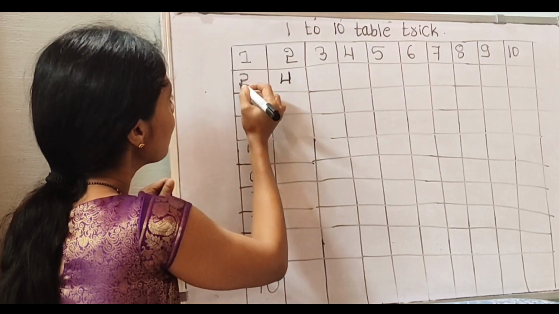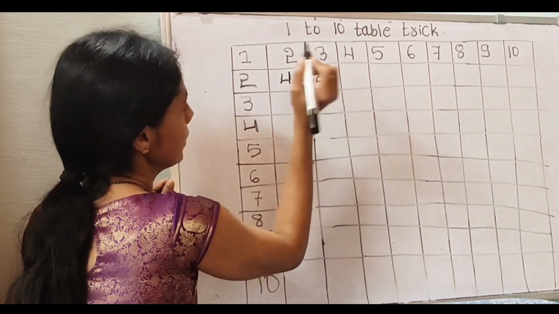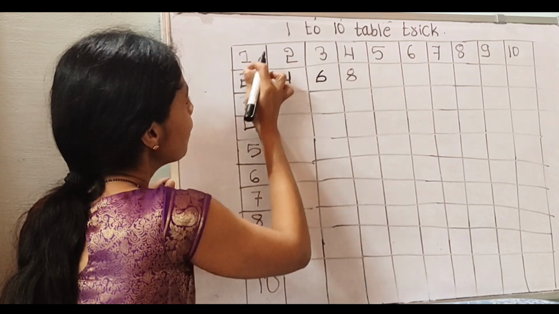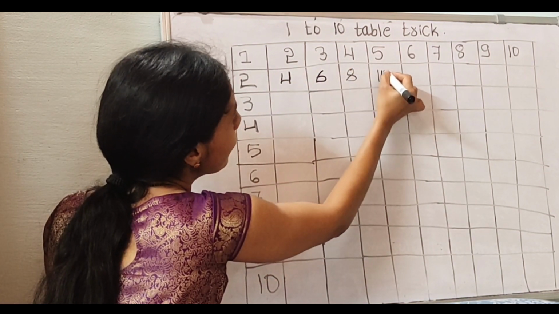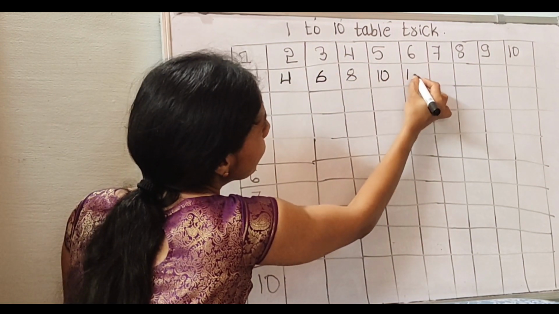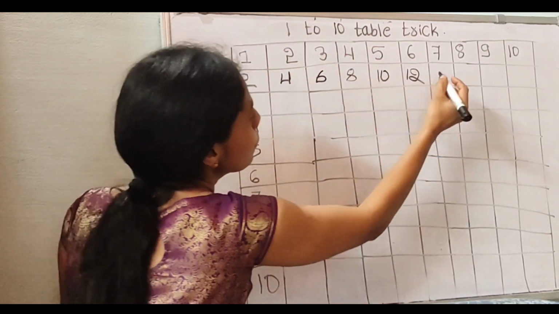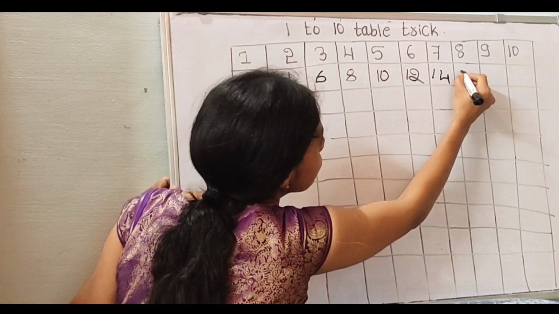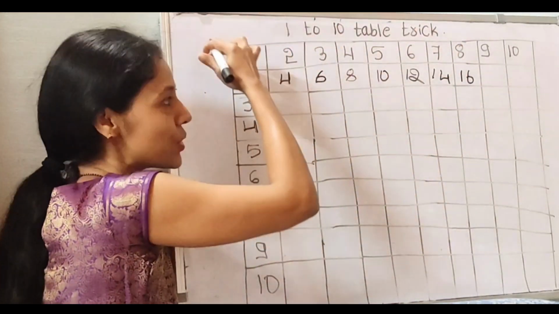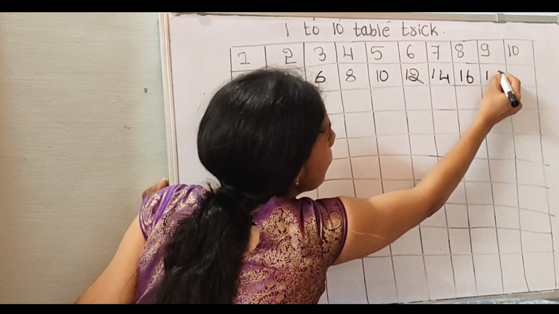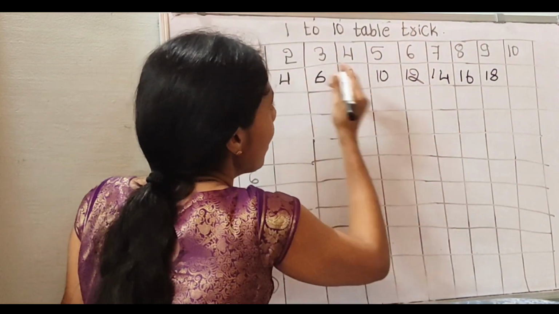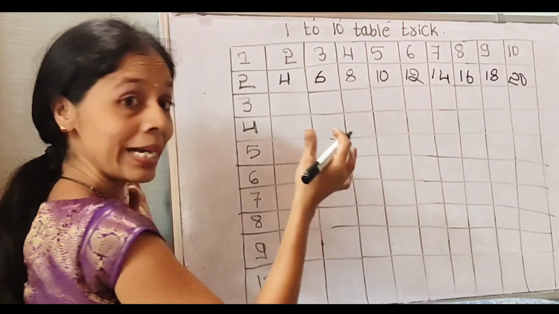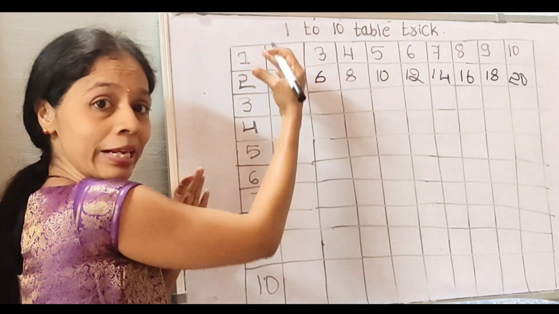Okay, 4 plus 2 is what? 6. 6 plus 2 is 8. 8 plus 2 is 10. 10 plus 2 is 12. 12 plus 2 is 14. 14 plus 2 is 16. 16 plus 2 is 18. 18 plus 2 is 20. Okay, we write it this way. After that, we write it this way.